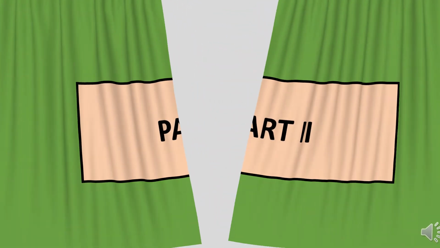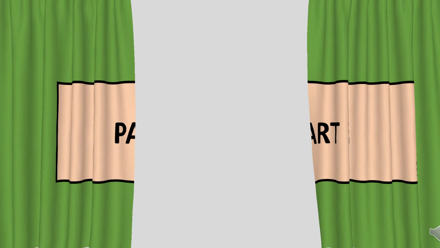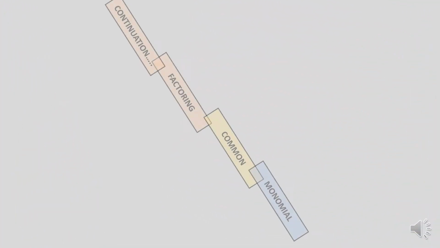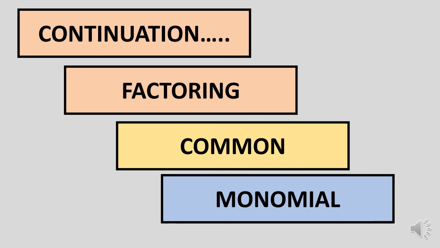So this is part 2 of our video lesson last time. We are going to continue discussing factoring common monomial. So let's have more examples about this.